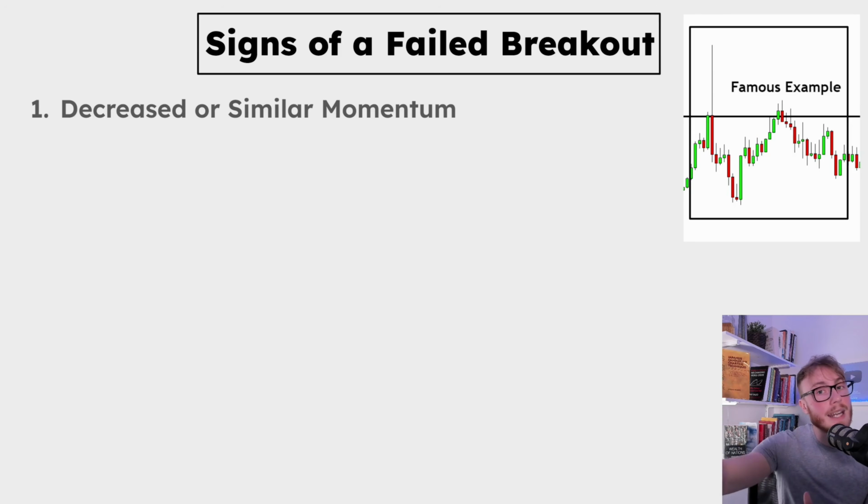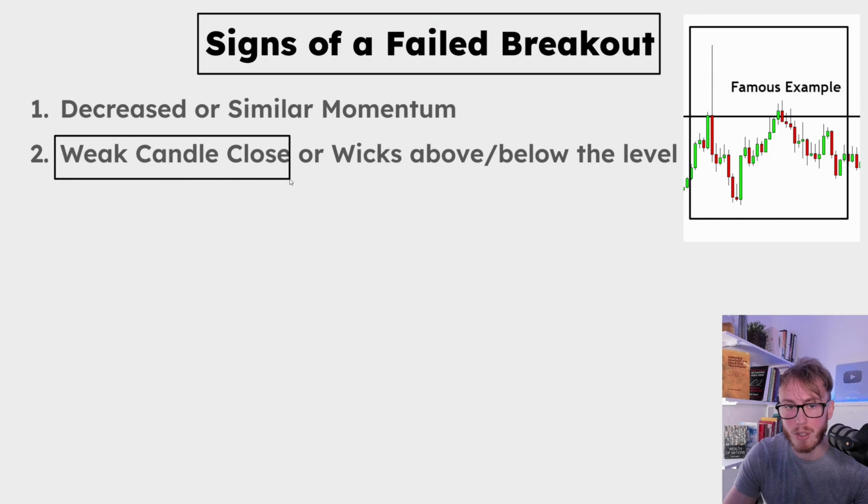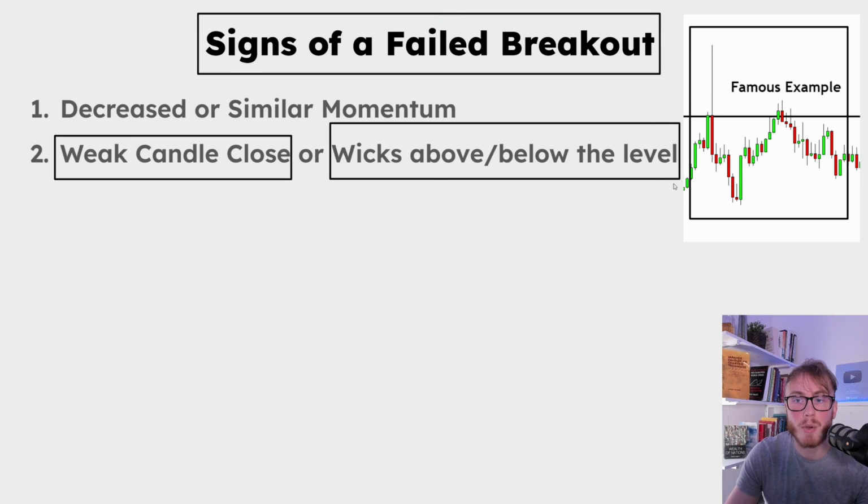So if we break a level but the momentum is not increasing, that is a sign that we might be talking about a failed breakout. The next sign we're looking out for here is a weak candle close, or even wicks above or below the level. So if the candle just closes slightly above the level, or if the candle simply wicks above and then quickly dips below the resistance, or the opposite for support, that is a sign of a failed breakout.